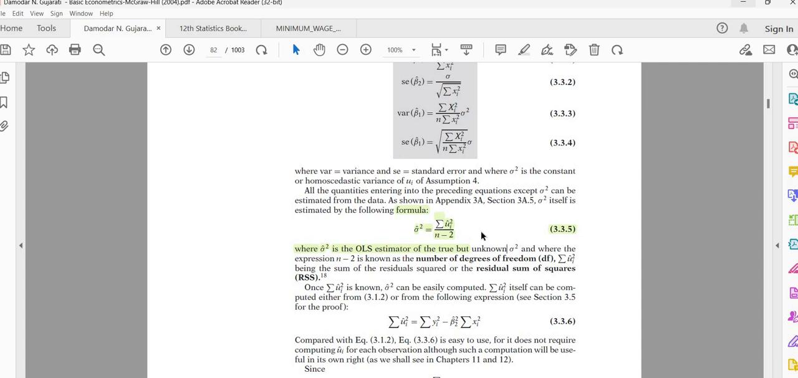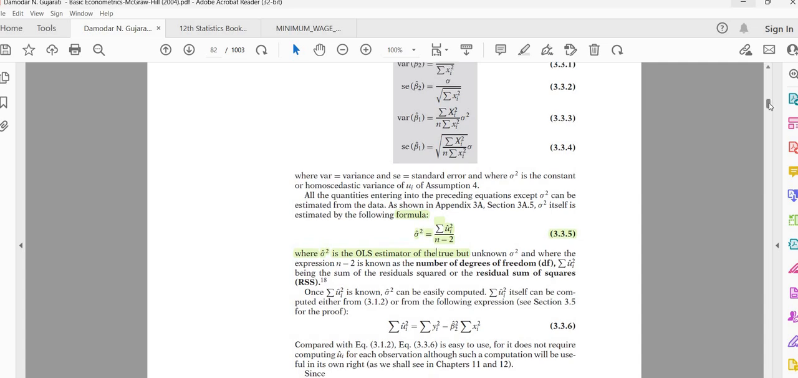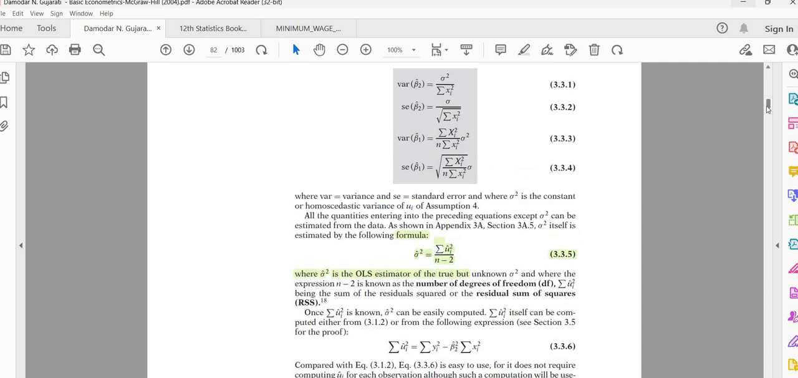Right now, since you are estimating two parameters, beta 1 and beta 2, it is n minus 2. If it is a multiple regression and you have two independent variables, you will be estimating beta 1, beta 2 and beta 3, so this will become n minus 3. It's called degrees of freedom, the number of observations minus the number of parameters to be estimated. This is a very simple formula. Once you are done with sigma hat square, all these variances are estimatable because all these series are already calculated in your data. You just plug in the values. So you will have to calculate the variances yourself.